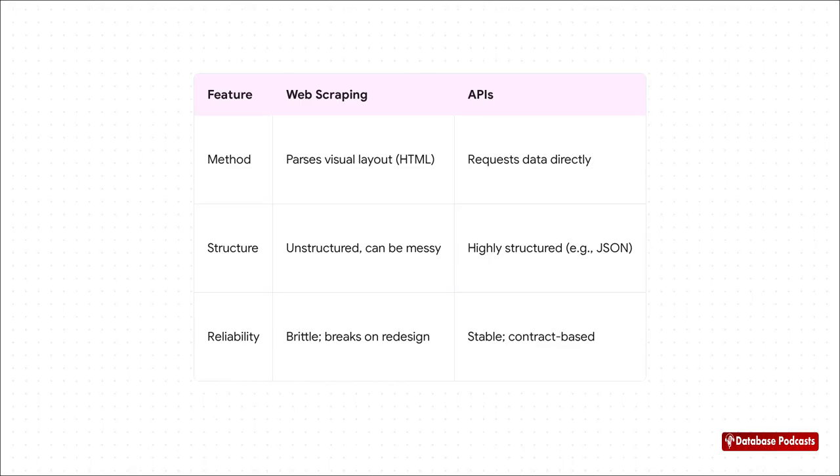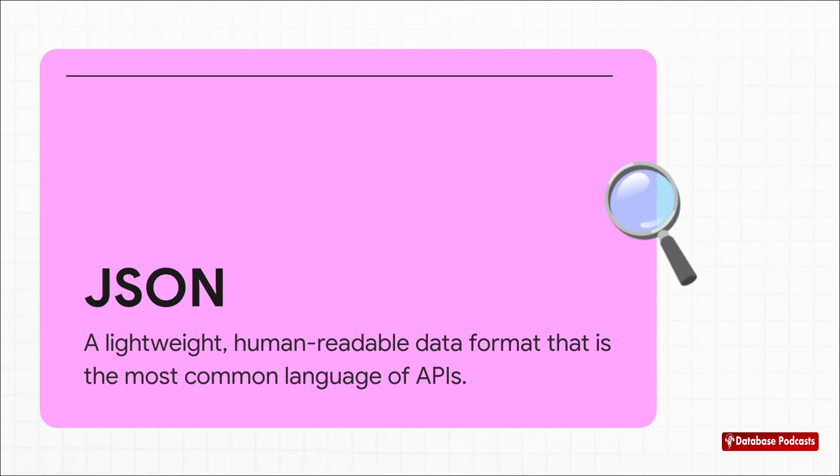This chart really lays it all out. Scraping is brittle because it depends entirely on the visual design of a website. An API, on the other hand, is like a contract. The company is basically promising to provide data in a specific, structured format, and they try very hard not to break that promise. And the language that most APIs speak is called JSON.